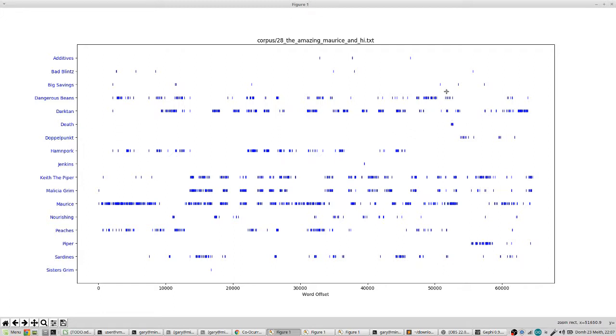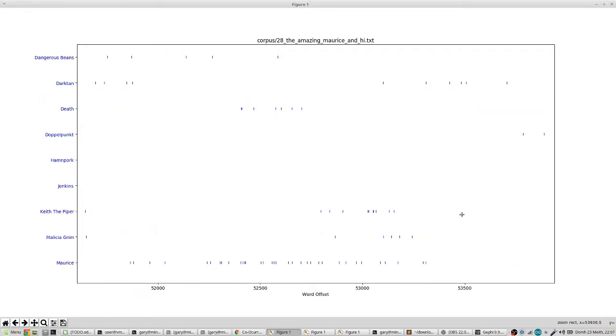What's really interesting is if you zoom in on this region, and I know this is probably really hard to see on the video, but you can see here's where Death gets mentioned. There are only two characters whose paths overlap with Death. One is Dangerous Beans, and the other is Maurice down here. And in fact, this is a major moment in the book where these two characters are dead, and they're having a conversation with Death to argue that they should be given another chance.